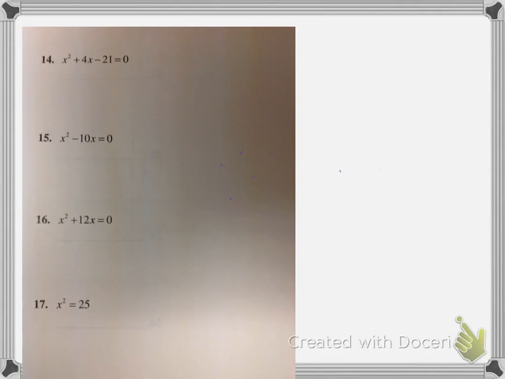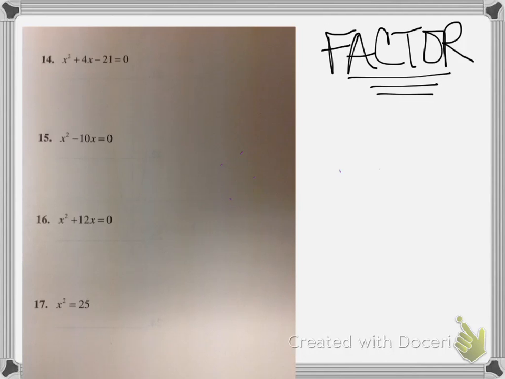So let's look at the first one on this page. We have number 14, x squared plus 4x minus 21 equals 0. So we've got the equal 0 part, so we're good there. But it's not factored, so guess what we have to do? We have to factor. So that is going to be the key to all of these, is you must factor. So let's put some of our factoring skills to practice. We have a trinomial. Is there a GCF? No. So now it'll probably break down into 2 binomials.